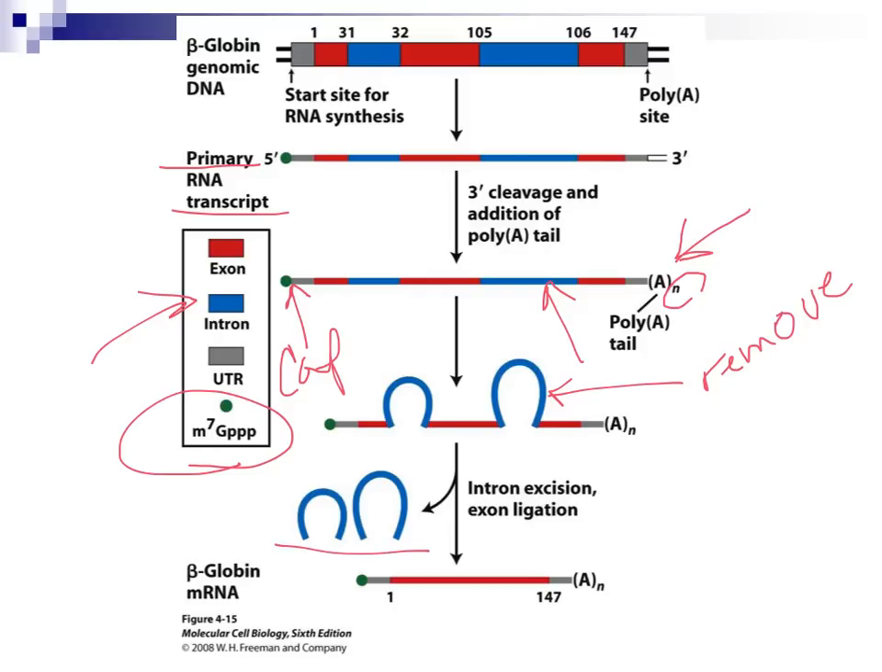They leave, and you end up with only the parts of the transcript which are known as exons, here represented in red. Now at this particular point, when you have the cap at the 5' end, the poly A tail at the 3' end, and only the exons, you now have a messenger RNA.